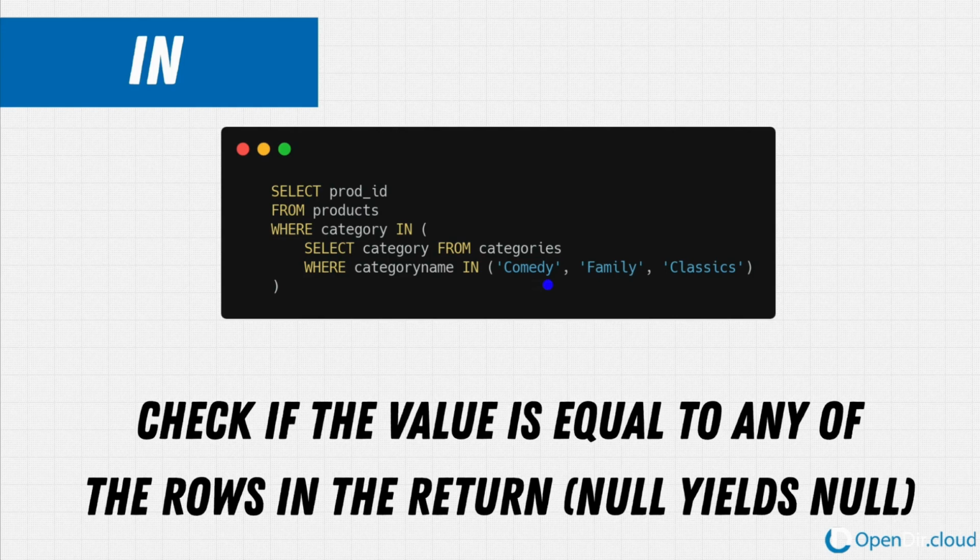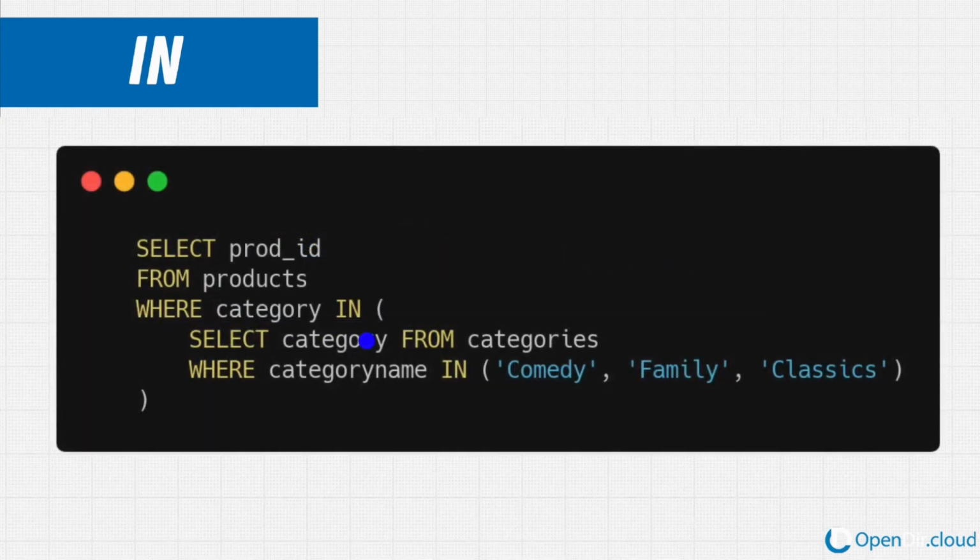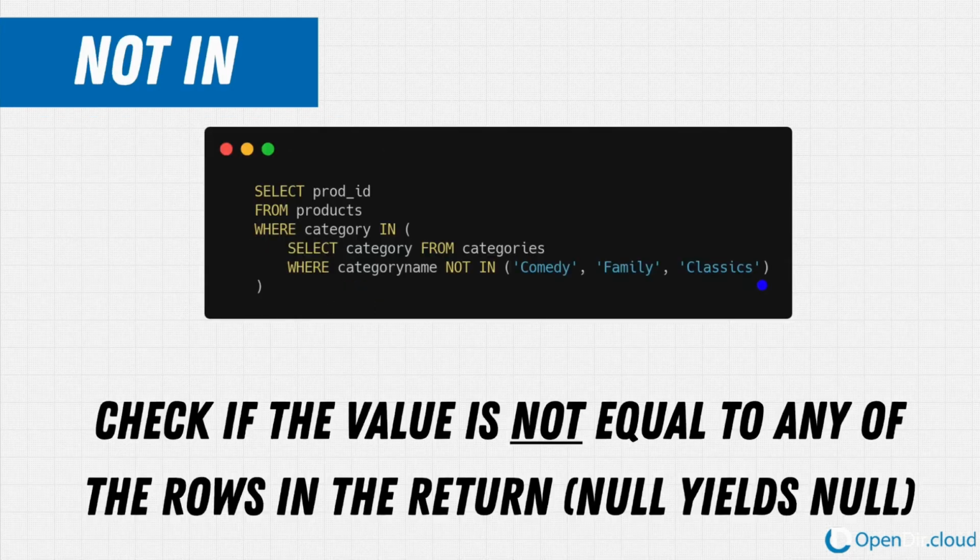But in actuality, what we're referencing here is that in checks if any of the values are validated against that column and row value. So the row value that we're trying to validate here is in a range of values that we're getting back from the inner query. And then not in checks if the value is not equal to any of the rows that were returned.